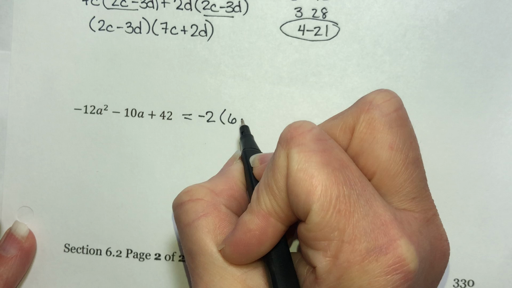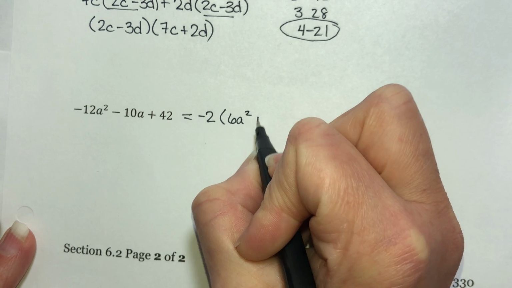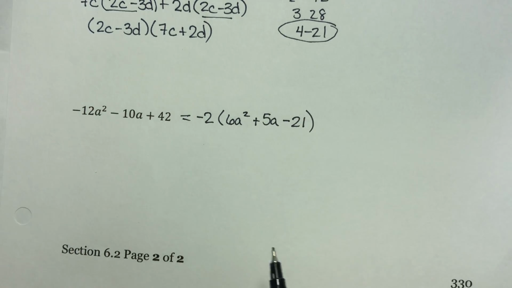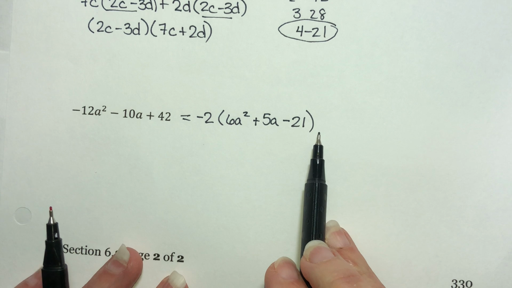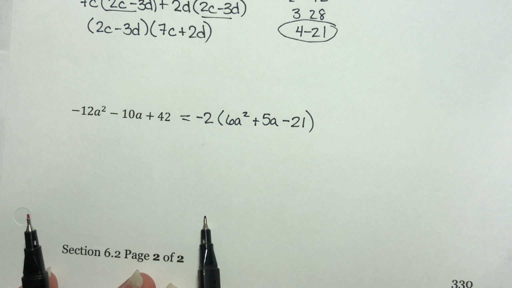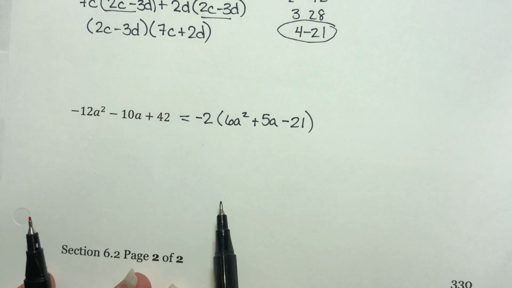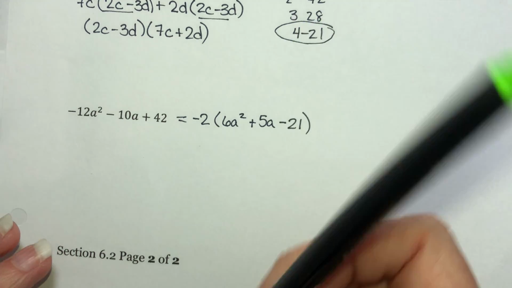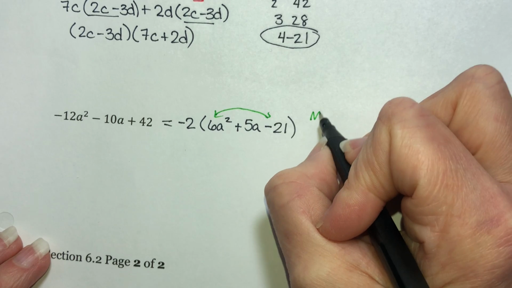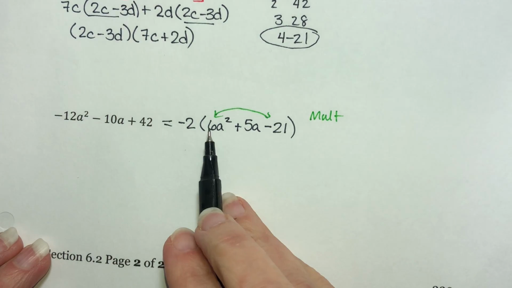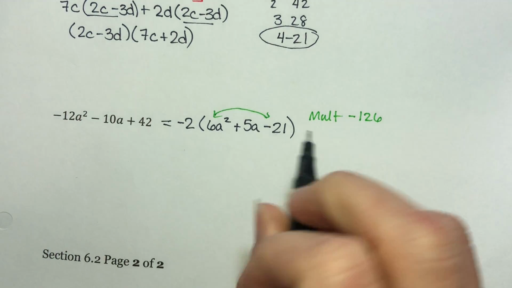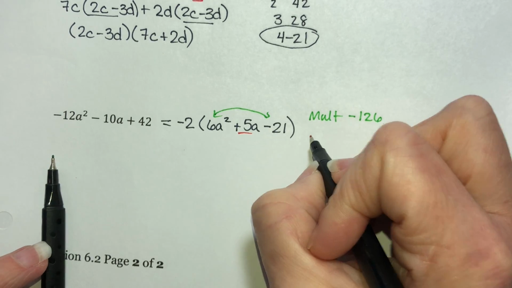That will give me 6a squared plus 5a minus 21. I double check to see if there's anything else I can factor out, and there's not. Now this 2 becomes a traveler. We cannot lose it, but we don't have to worry about it anymore. Now we're looking strictly at this and trying to factor it as much as possible. I'm looking for two numbers that multiply to 6 times negative 21, which is negative 126, and I want them to add to 5.